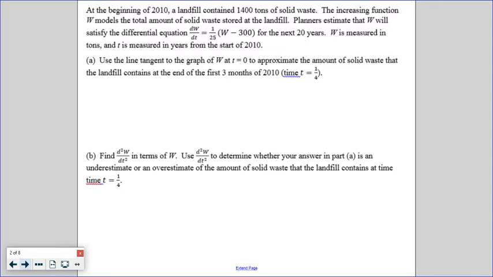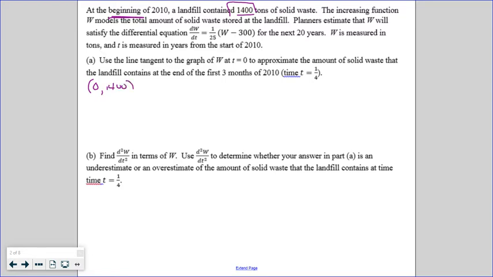Using the tangent line of the graph at time equals 0 to approximate the solid waste that the landfill contains at the end of the first 3 months. And they do tell us that the first 3 months would be 1/4 of a year, so at time equals 1/4. So on this one, use the tangent line. Remember, tangent line is going to require two things. One of those things that we need for a tangent line is an ordered pair, and they do tell us that it is at time equals 0. And at time equals 0, which would be at the beginning of 2010, they tell us that we've got 1,400 tons. So it would be (0, 1,400) would be the ordered pair here.